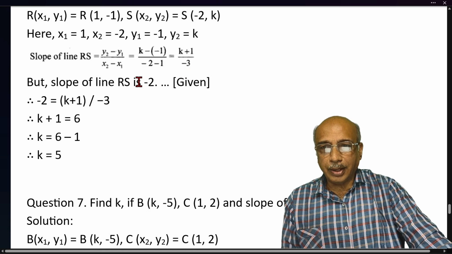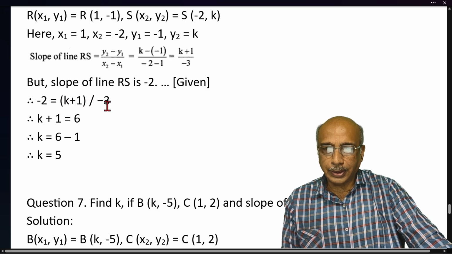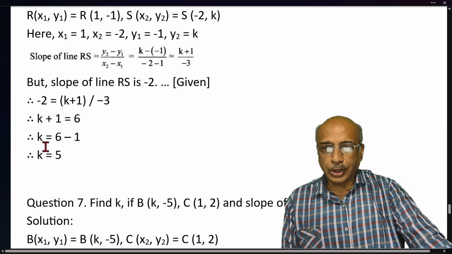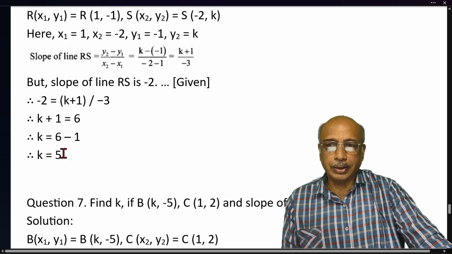But the slope is given as minus 2. Therefore, minus 2 equals k plus 1 upon minus 3. Cross multiply: minus 3 into minus 2 will be 6. So k plus 1 equals 6. The plus 1 on the other side becomes minus. So k equals 6 minus 1 equals 5. So the value of k equals 5.